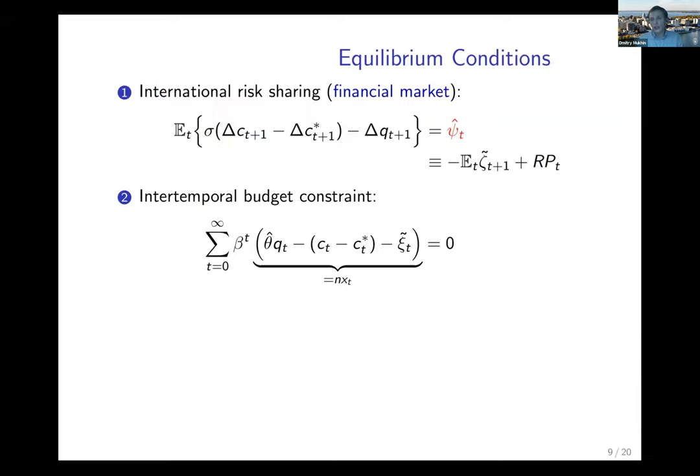The second equilibrium condition is the country's budget constraint, which just says that the discounted sum of future trade balances has to be equal to zero.